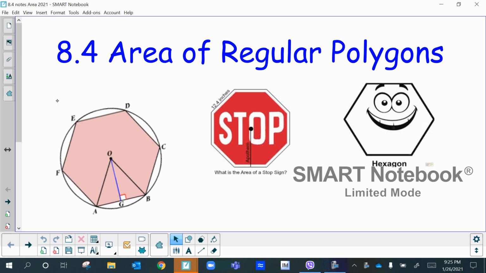All right, this is section 8.4 of area. We're going to do area of regular polygons.